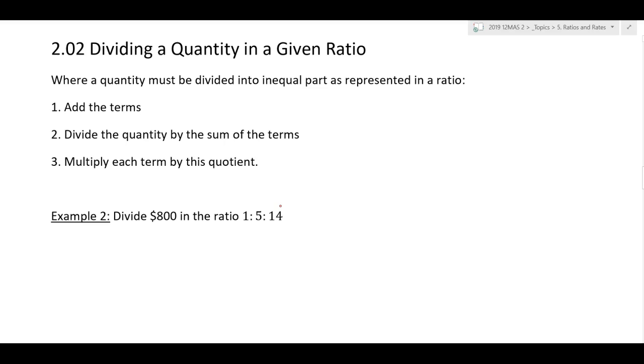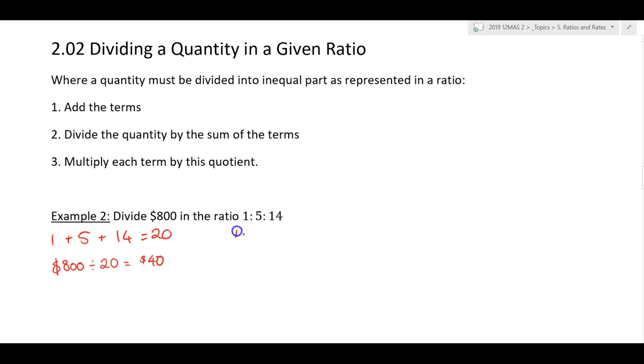So what we do, we add these together. 1 plus 5 plus 14 equals 20. Okay, there are 20 parts. Now, divide my quantity by that sum. So 800 divided by 20 equals, is it 50? No, it's not 50. It's 40. $40. Each part is $40.